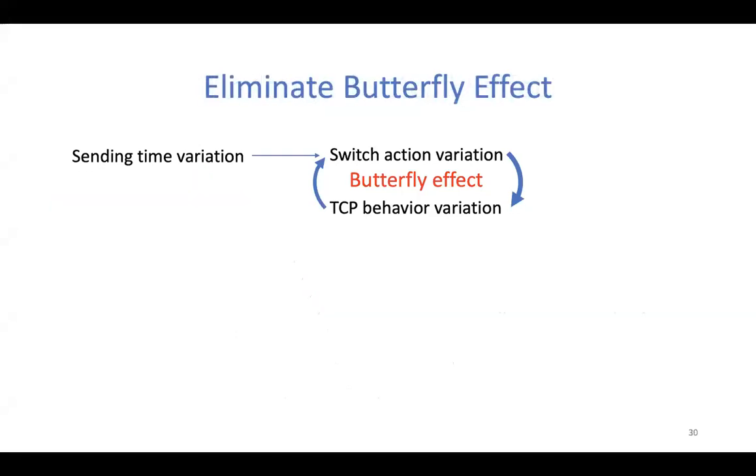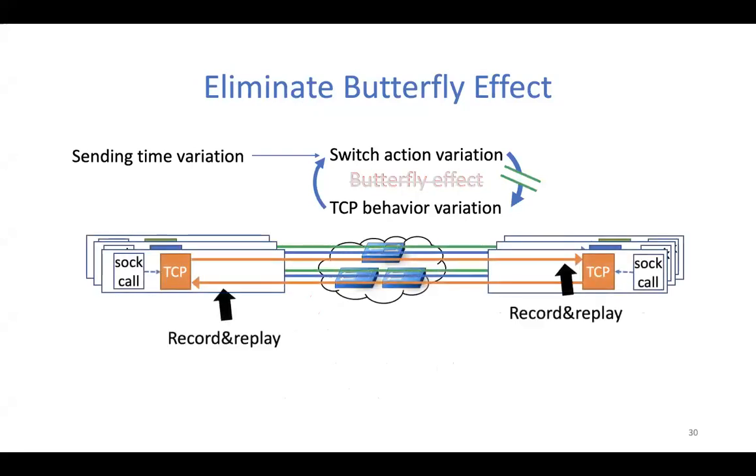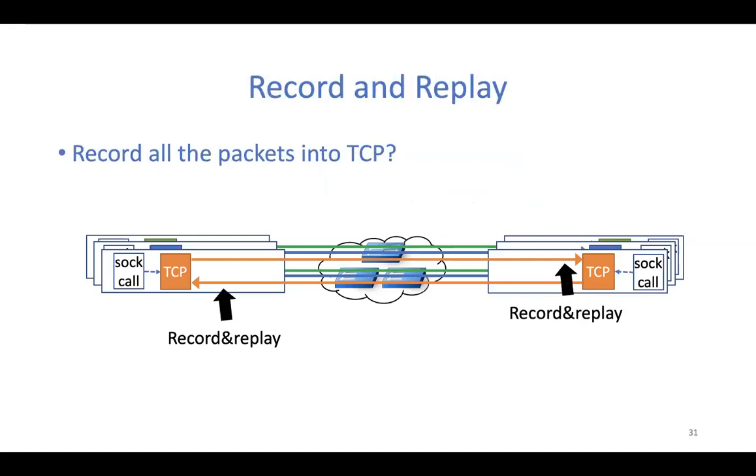So in order to eliminate the butterfly effect, we must break the closed loop. So we have to record and replay something before the packet enters the TCP so that the TCP behavior wouldn't be affected. One naive way is to record all the packets that enter into TCP. This can make replay accurate, but it costs too much overhead.